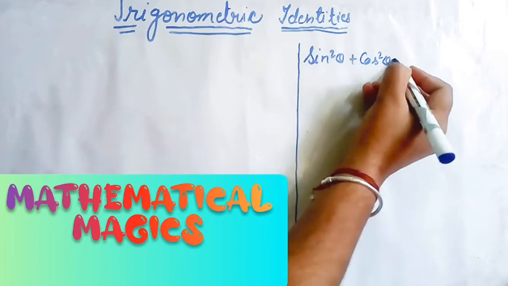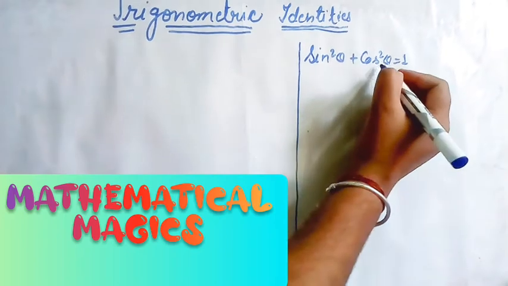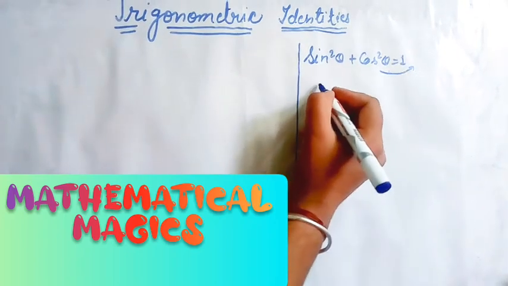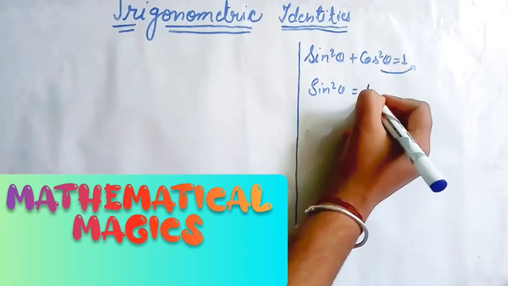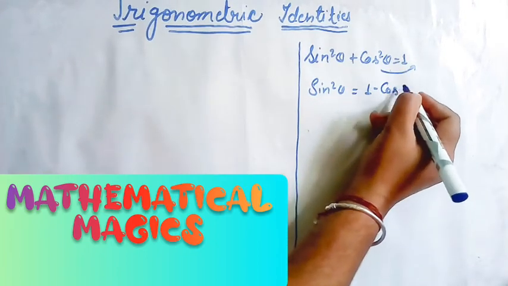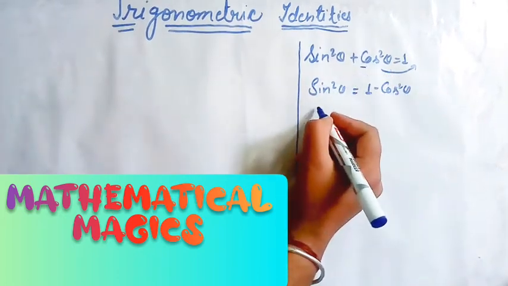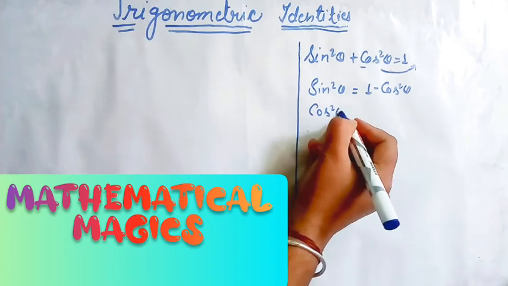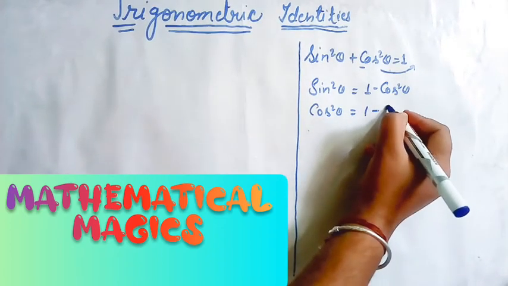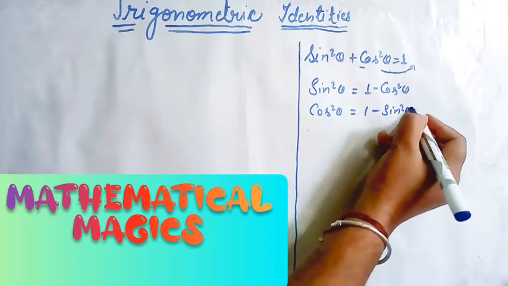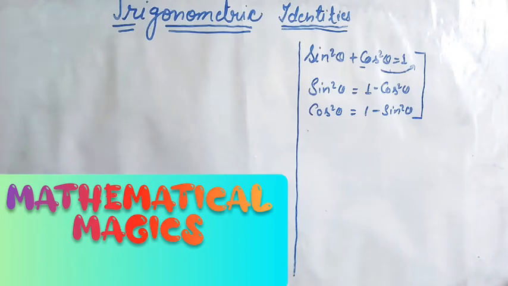So first one is sin square theta plus cos square theta equals to 1. Now take cos square theta to the right side. Same identity can be used as sin square theta equals to 1 minus cos square theta. And remember, by taking sin square theta to the right side in identity 1, the same identity can be used as cos square theta equals to 1 minus sin square theta. So these are the parts of identity 1.